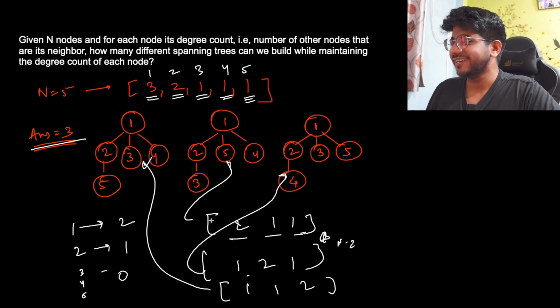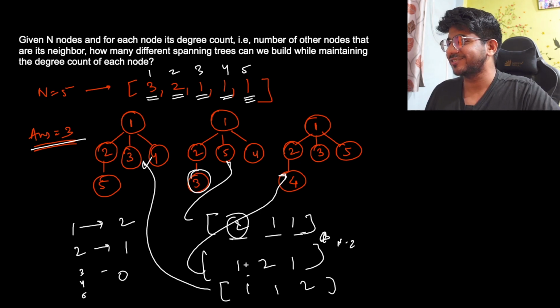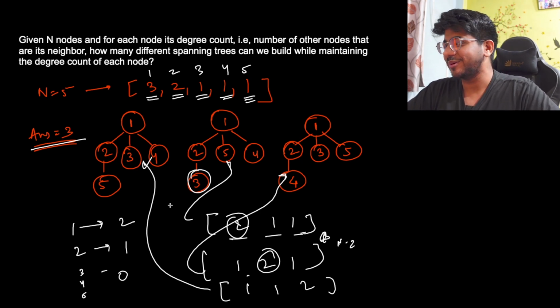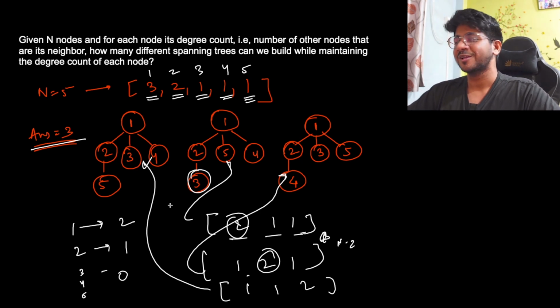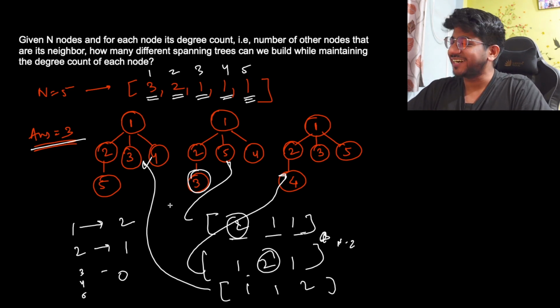I'm basically thinking, in this case, the first leaf, 3, is attached to 2. In this case, 4 is attached to 2. In this case, 5 is attached to 2. That's what I'm thinking about, and that's how I'm connecting it. Okay. So this is basically how you think about building Prufer codes.